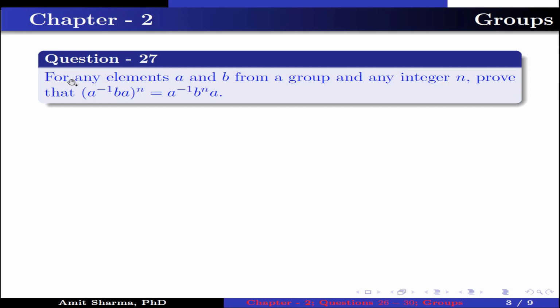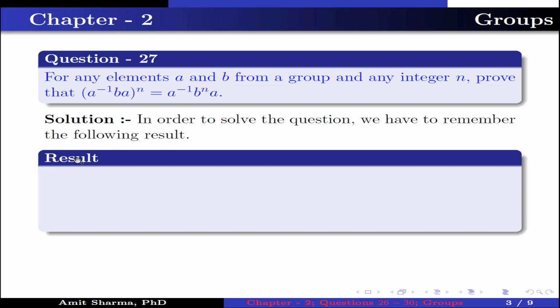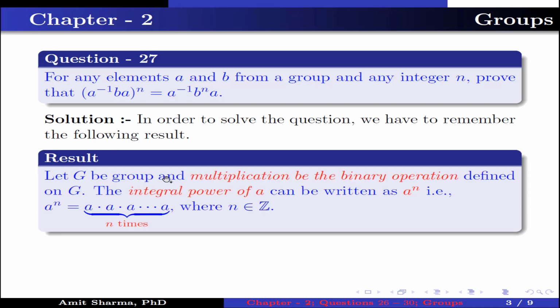Question number 27. For any element A and B from a group and any integer n, prove that (A inverse BA) to the power n is equal to A inverse B to the power n into A. In order to solve the question, we have to remember the following result. Let G be a group and multiplication be the binary operation defined on G. The integral power of A can be written as A to the power n. That is, A to the power n is equal to A into A into A up to A, n times, where n belongs to Z.